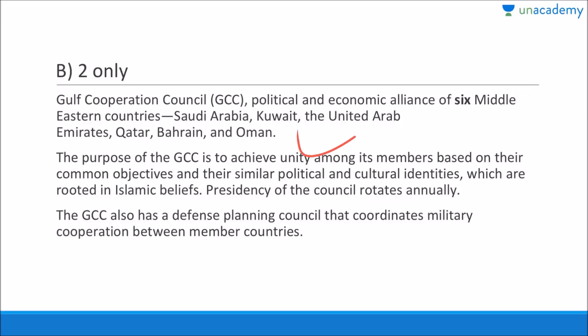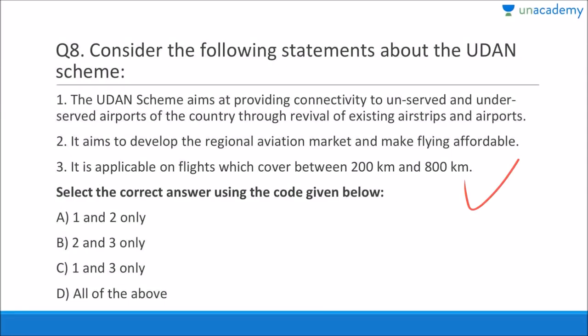The purpose of GCC is to achieve unity among its members based on their common objectives and their similar political and cultural identities, which are rooted in Islamic beliefs, and presidency of the council rotates annually. And it also has a defense planning council that coordinates military cooperation between member countries.